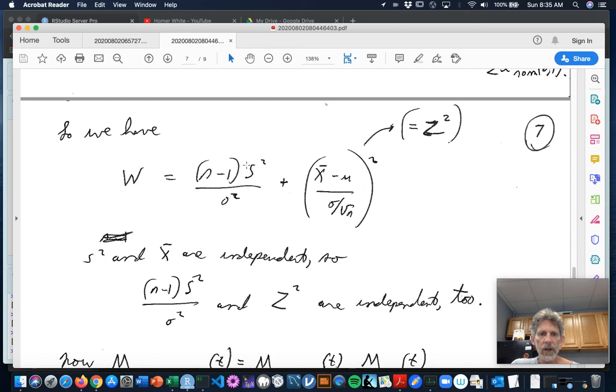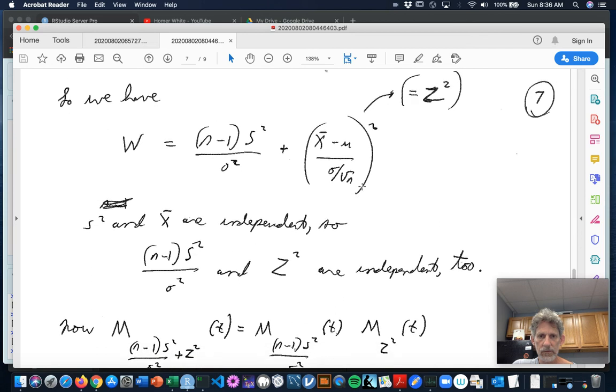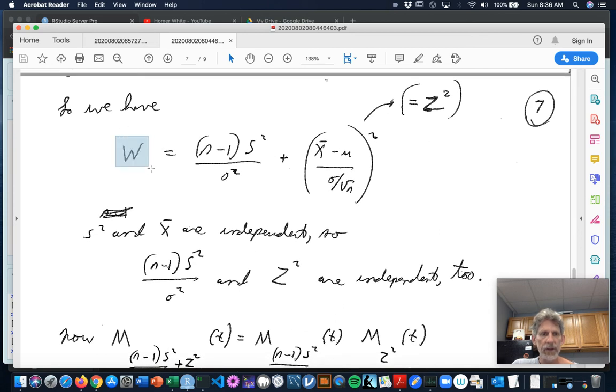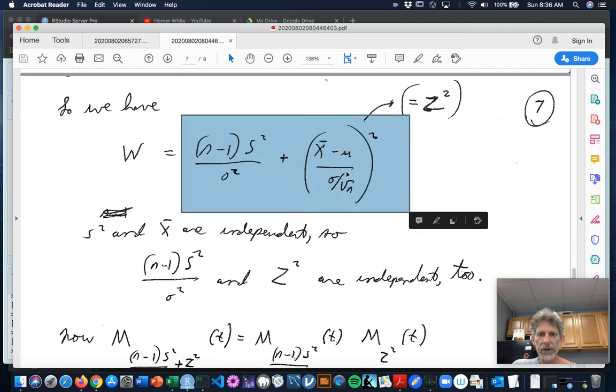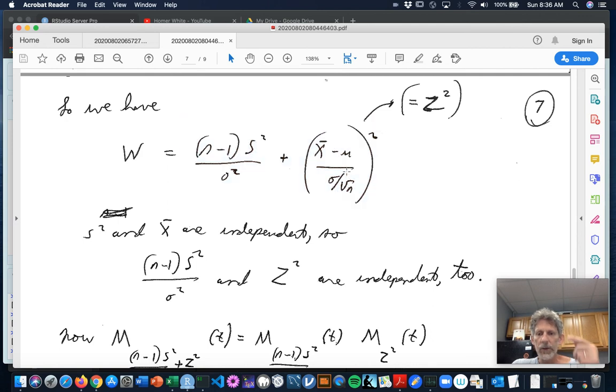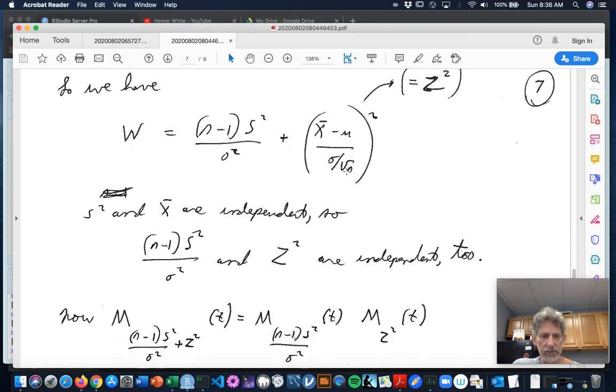And you know, the first part of the theorem, the part we're not proving, said that s squared and x bar are independent. And this guy is built off of s squared. And this whole thing is built off of x bar. So this and this have to be independent. So my w is a sum of 2 independent random variables. So its moment generating function is one that I'm going to be able to find pretty easily.